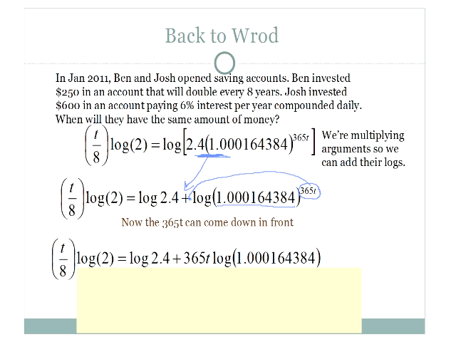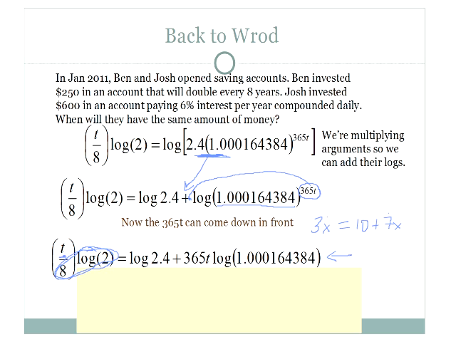However, log 2 divided by 8 is just a number. Log 2.4 is just a number. I don't know what that is, but my calculator does. 365 times log of 1.00100164384, that's just a number. As nasty as this equation looks, if it was 3x equals 10 plus 7x, everybody can solve this. We'd subtract 3x from both sides. We'd subtract 10 from both sides and solve. That's exactly what I have here.